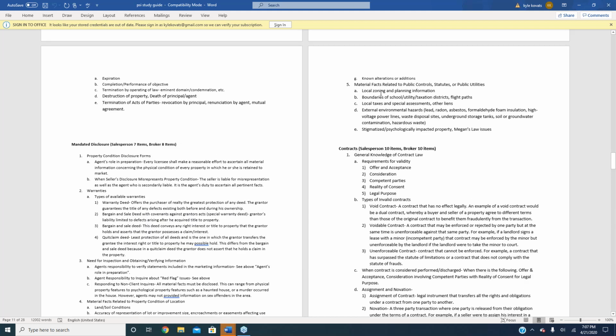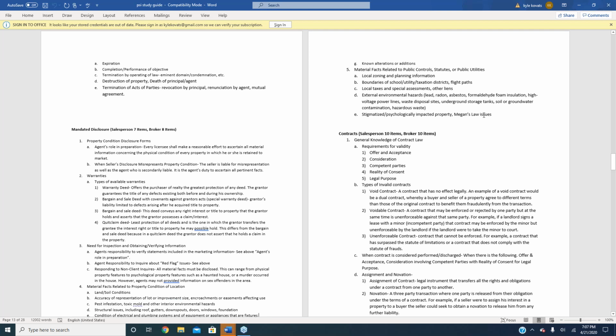And at the top here, of note, I would say is this here, Megan's Law. This E in general. So what do we talk about? Stigmatized and psychologically impacted properties. Here's the thing. Murders, suicides, natural deaths, haunted houses. You only have to disclose those to the purchasers if you're specifically asked about them. So again, you only have to disclose those to purchasers if you're specifically asked about them.